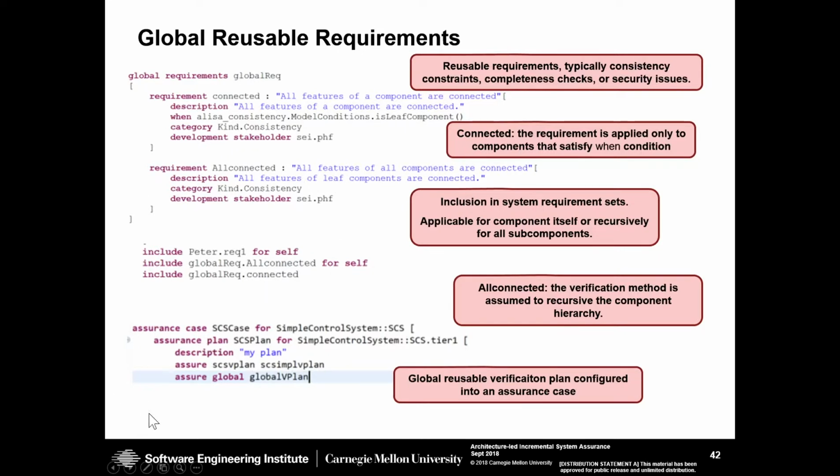I can also include these things as part of the assurance case. So you just say assure global. And so here we are now configuring this in. And ALISA automatically finds all instance model elements that are of the appropriate category, namely a component or a feature or a connection or a flow, and instantiates an instance of that requirement as a claim with the appropriate verifications in our assurance case. So that then lets you do some of these verifications instead of copy and pasting those, have them automatically inserted by ALISA itself.